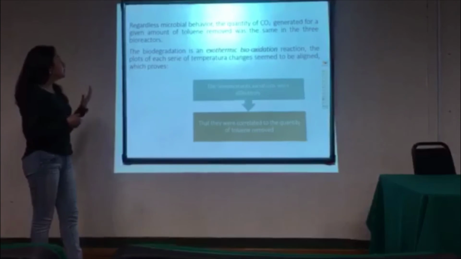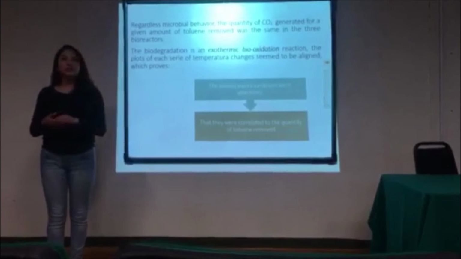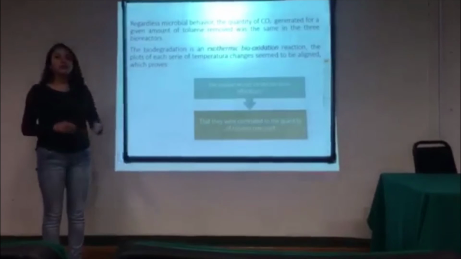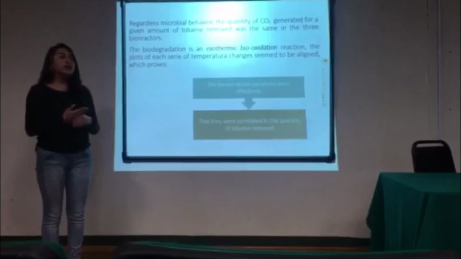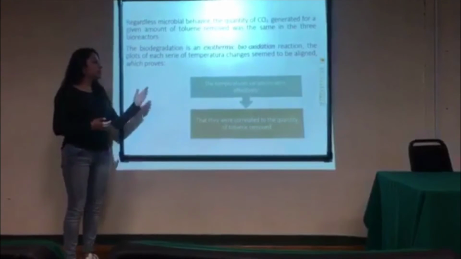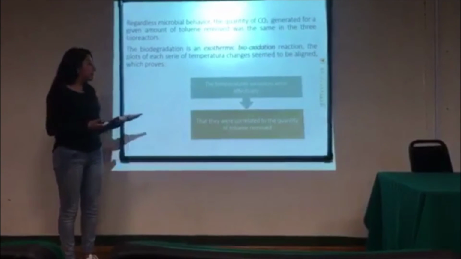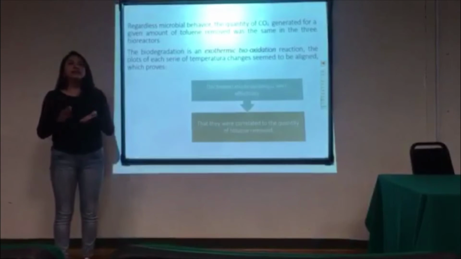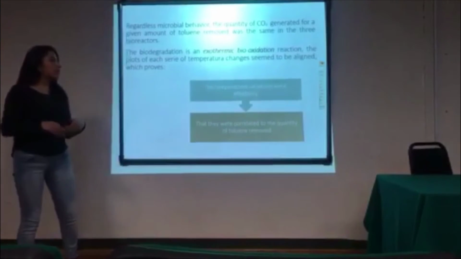And then the plots of each series of temperature changes seem to be aligned, which proves the next two statements, which are very important. The first one is that the temperature variations were effective, and the second one is that they were correlated to the quantity of toluene removed. This had a proportion.